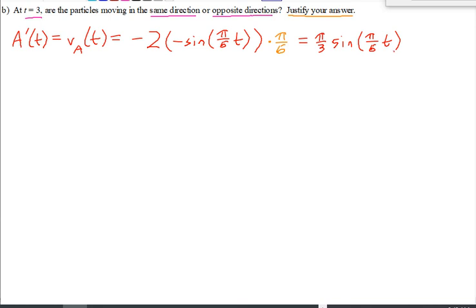So that's our velocity, and now you can substitute in our specific time of 3. So we want to know which direction it's going. Is this moving left or right? Because it's moving on the x-axis. So this would be pi over 3 times the sine. When you substitute in 3, you get pi over 2, which we just figured out is 1. So it's pi over 3 times 1, which is pi over 3.